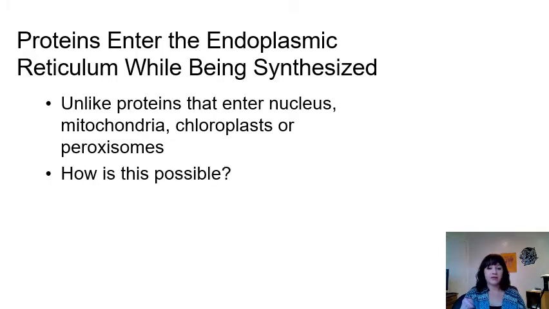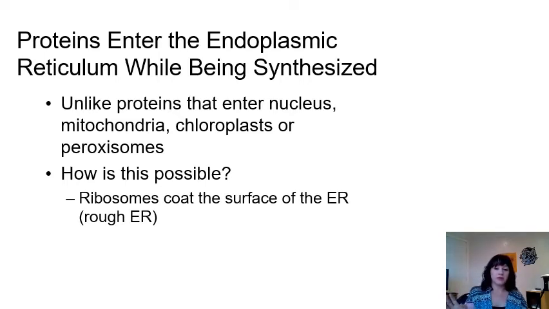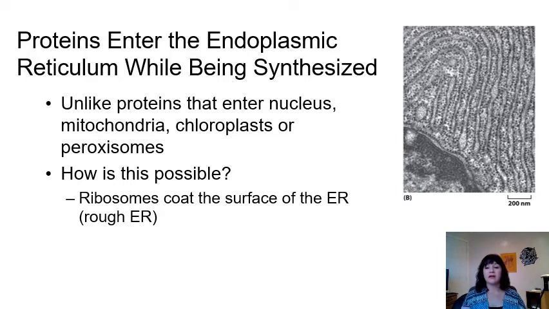So again, how is this possible? The ribosomes that are making that protein that ends up in the ER are literally on the surface of the endoplasmic reticulum. And here we have a picture of the rough ER where you can see discrete little black spots. Each of those are ribosomes, and they're on the surface of the ER. You can also see how the ER is very complex, right? There's lots of little tubules, and these proteins are getting inserted as they're made into the ER.